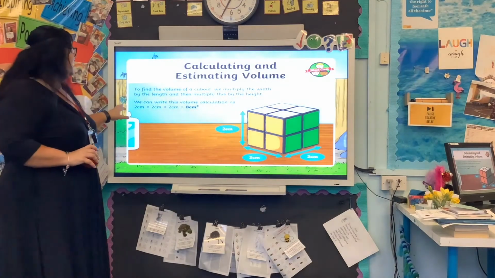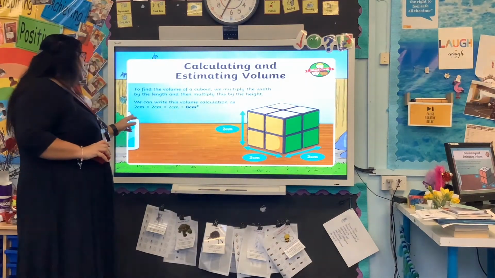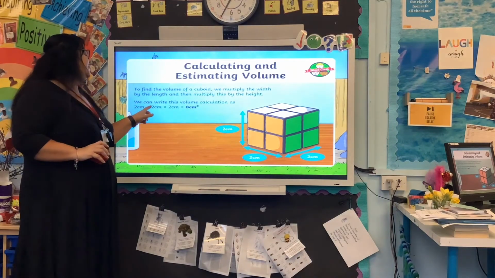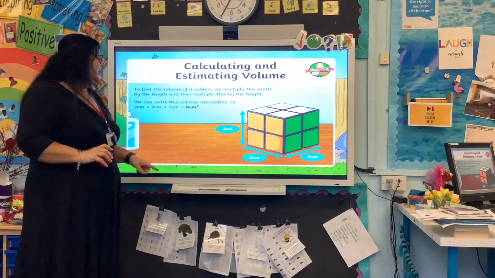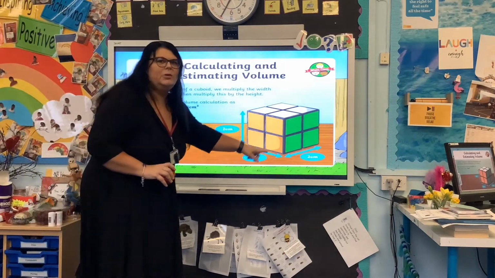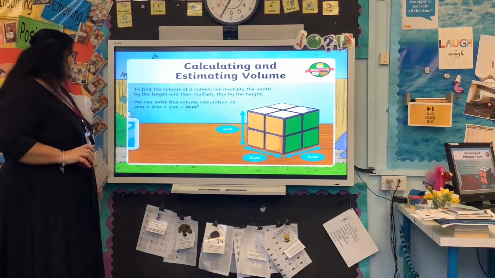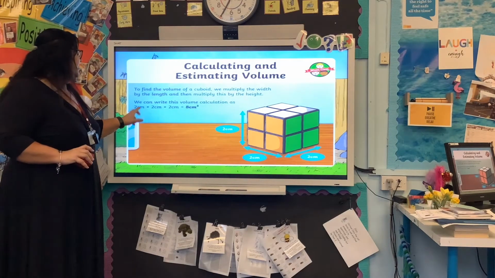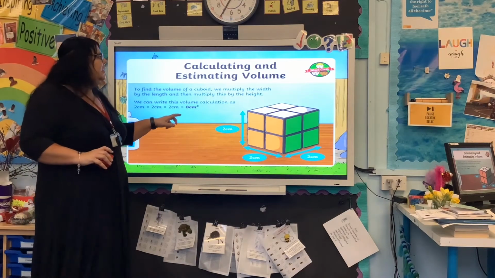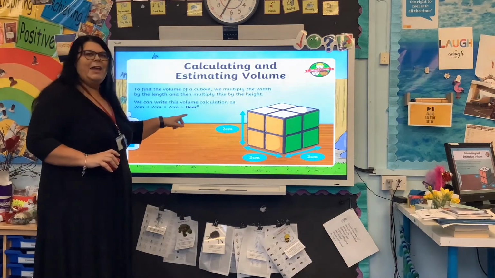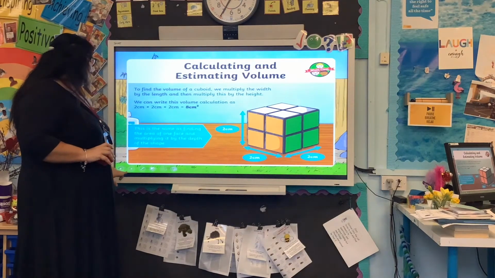You're not adding these up, are you? You're not going to say 6 because you're not adding them. We're not saying 2 times 2 is 4, add that 2. It's times, isn't it? So we're multiplying, which is why we've just done multiplication, so that this will help you with this. So 2 centimetres times 2 centimetres times 2 centimetres gives me a volume of 8 centimetres cubed.